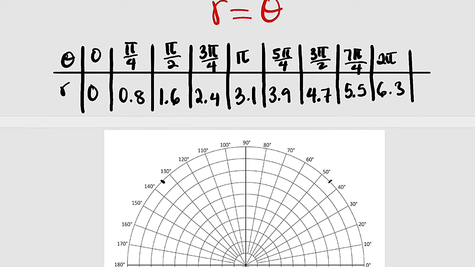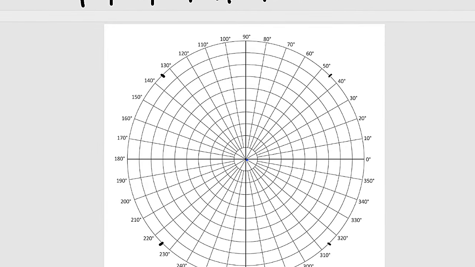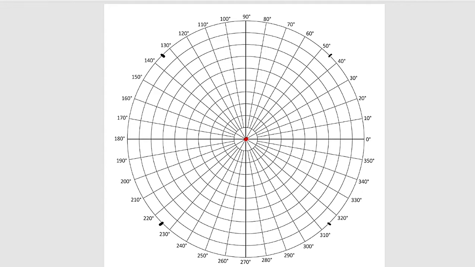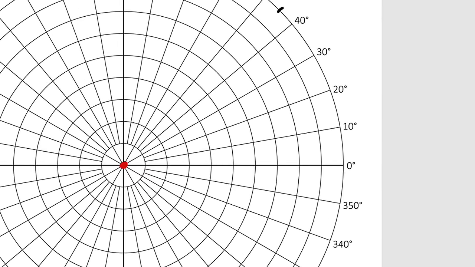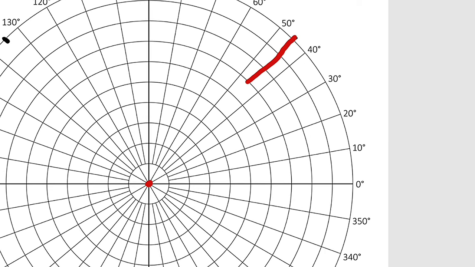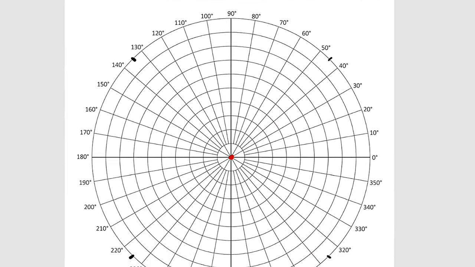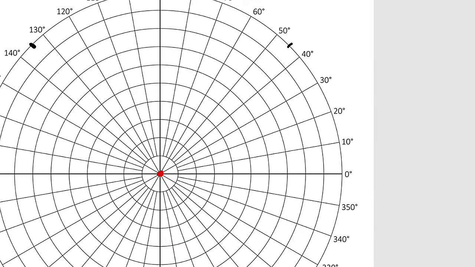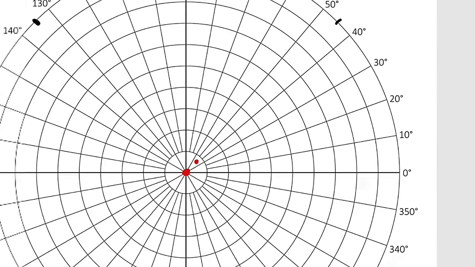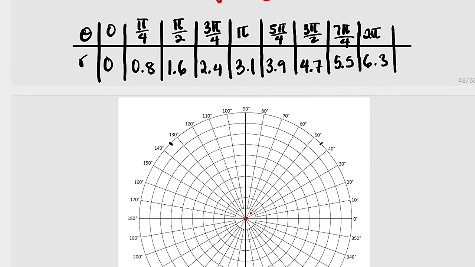So when theta is 0, r is also 0. So we have a point here at the pole. Okay, let me use red. Somewhere here. So when theta is 45 degrees, we have 0.8. Pay attention to these circles. Each circle here is 1 unit, right? So at 45 degrees, we are going to count the radius of 0.8. You see that? If this is 1, 0.8 is very close to 1. This is 0.8.